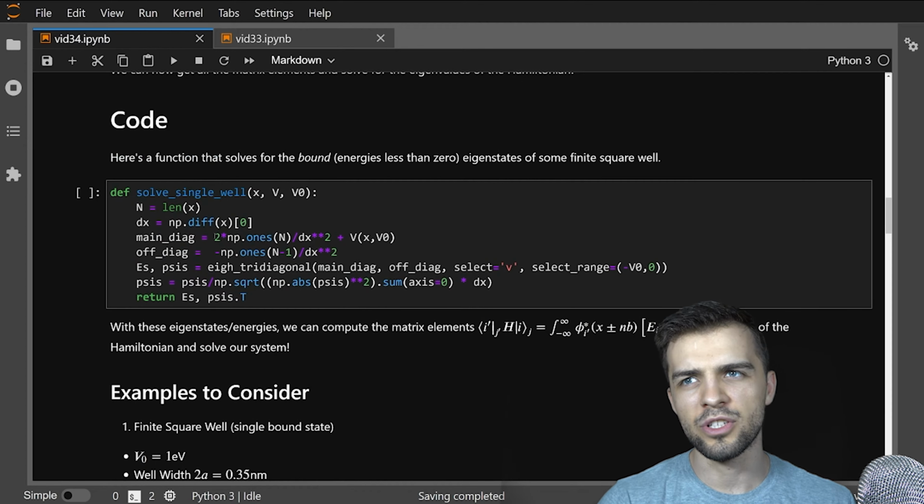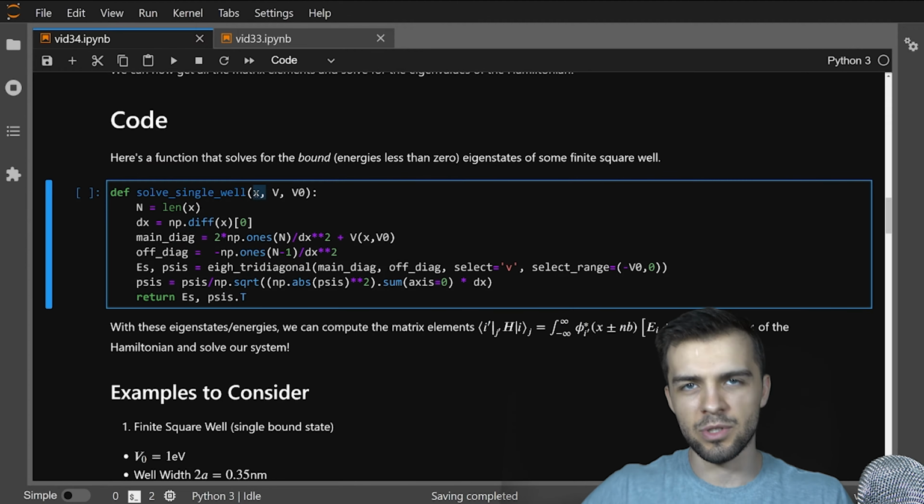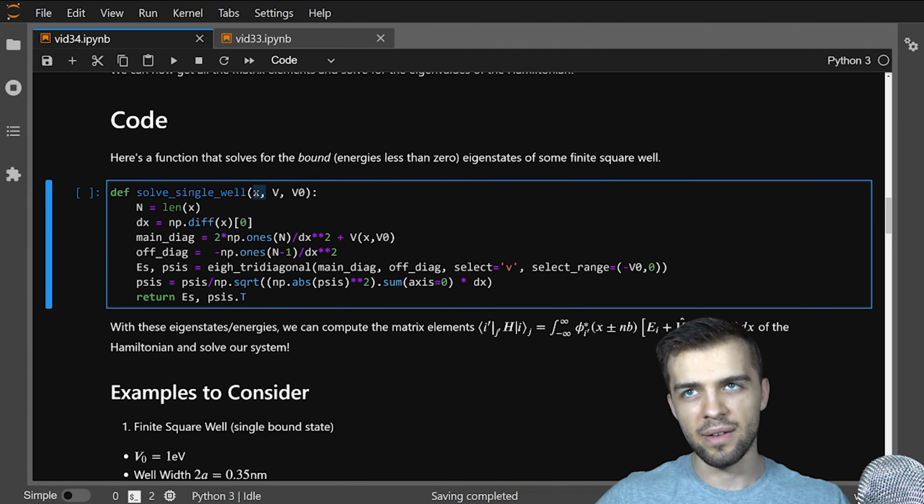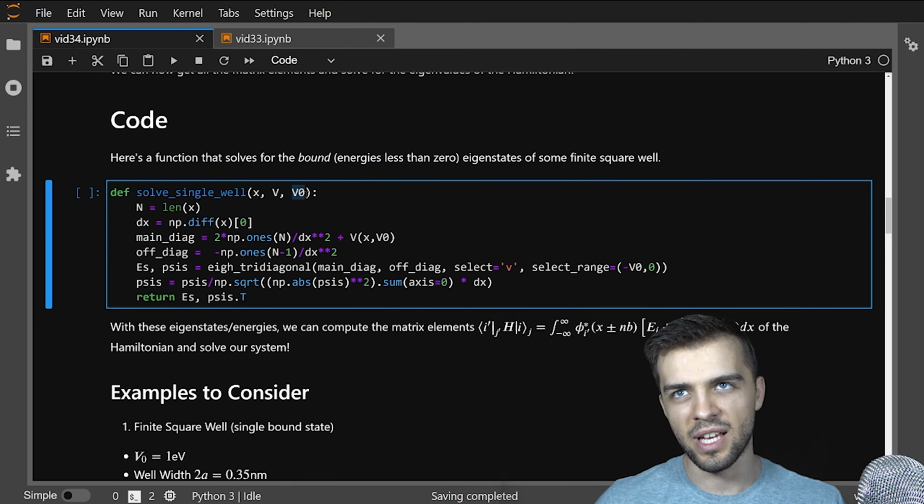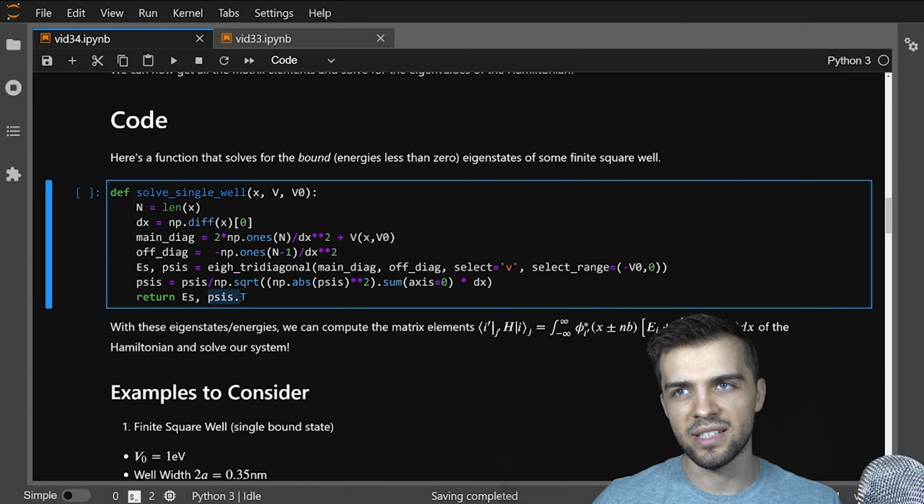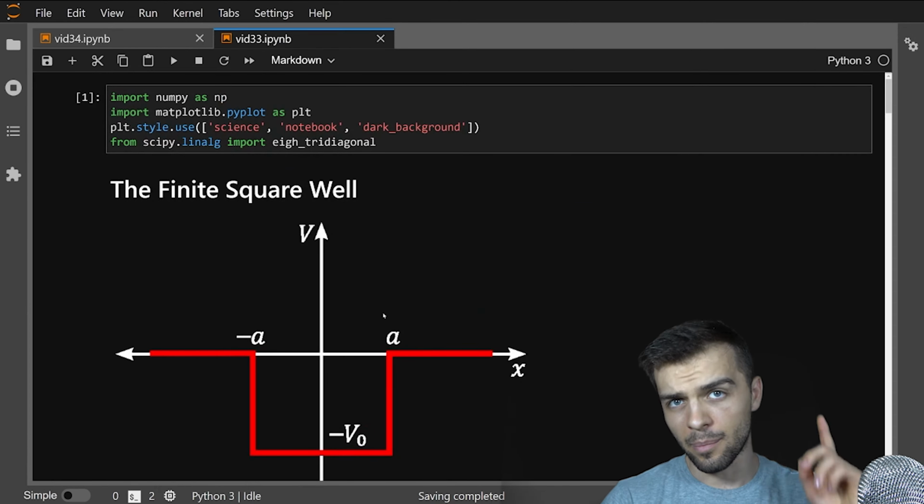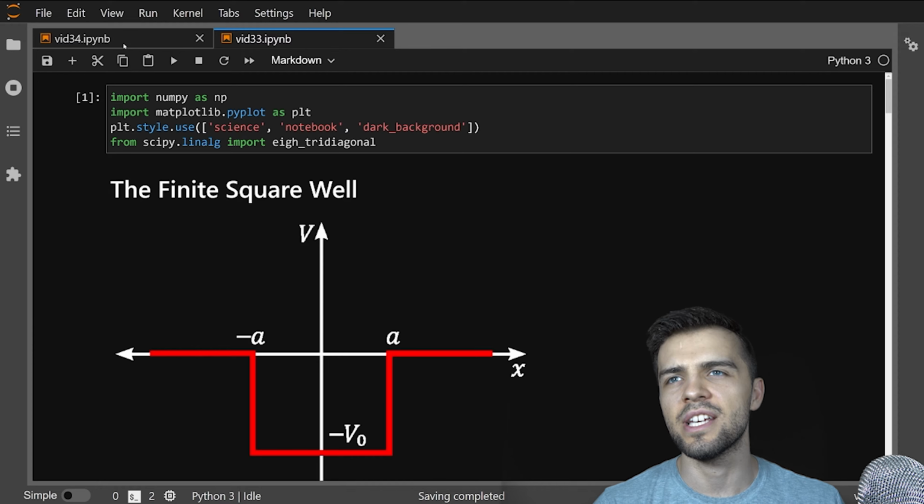So this function here is a summary of everything I did in the previous video. It takes in x, which is your position, just an array of values. V is a function of potential energy and some scaling factor V naught, and it returns the energy eigenvalues and eigenstates. I'm not going to go over this code a lot, but it's contained in my previous video on the finite square well. I'll put a link above so you can see.